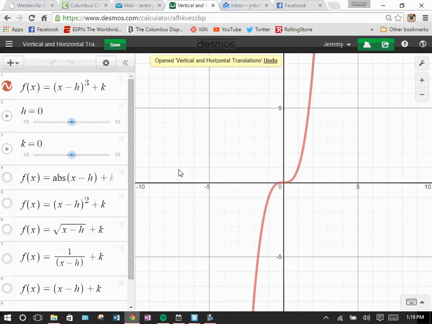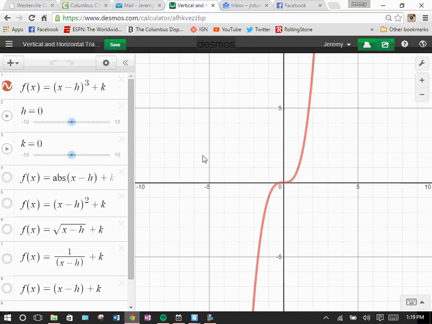It should look like this. Does everyone's screen look like this? All right. So obviously the first question says, what parent function are you currently looking at and working with in this graphing exploration? Draw an accurate sketch of this parent graph.